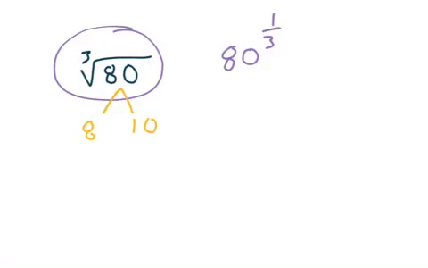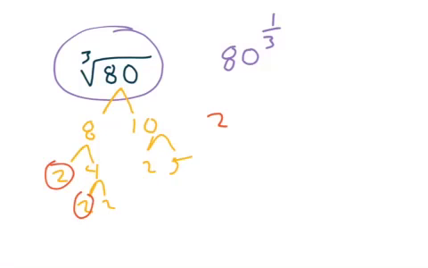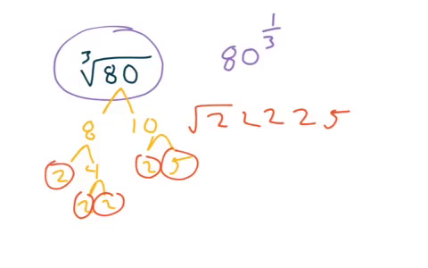Everybody agree 8 times 10 is 80. 8 is 2 times 4. 4 is 2 times 2. 10 is 2 times 5. And if I list out all of my prime factors, I have 2, 2, 2, 2, and finally a 5. Now remember, these are all baby radical cube root 3's. Sorry if I'm getting a little messy here, but it's kind of hard to write. But anyways, those are all baby cube root 3's.